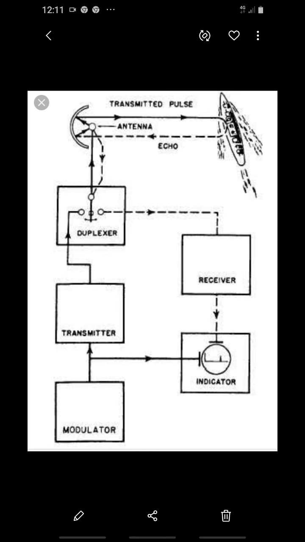Receiver. The reflected signals collected by the radar antenna are delivered to the receiver through the duplexer. In the receiver, the received signals are amplified and processed to detect the presence of the target and determine its location.